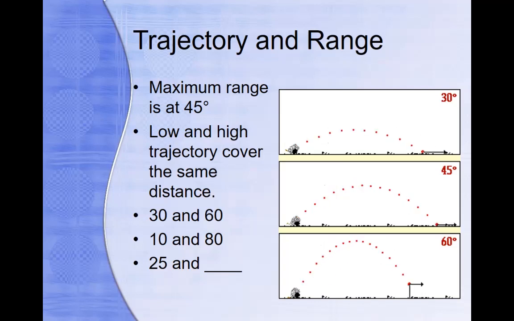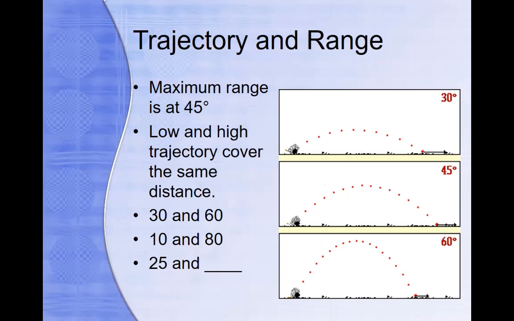If you go 30 and 60, you travel the same distance, but you do it in two different ways. The 30 degree is going to go very fast, but not have a lot of time in the air. The 60 degree is going to have a lot of time in the air, but not go that fast. But that increased time in the air allows it to travel the same distance.